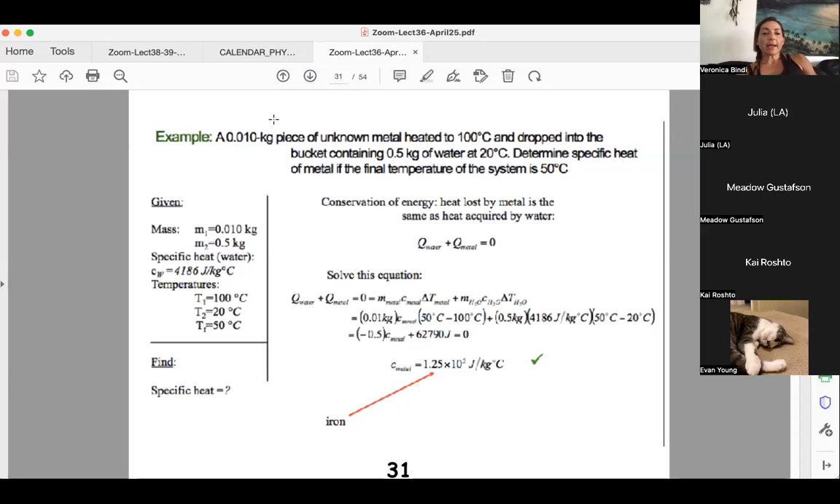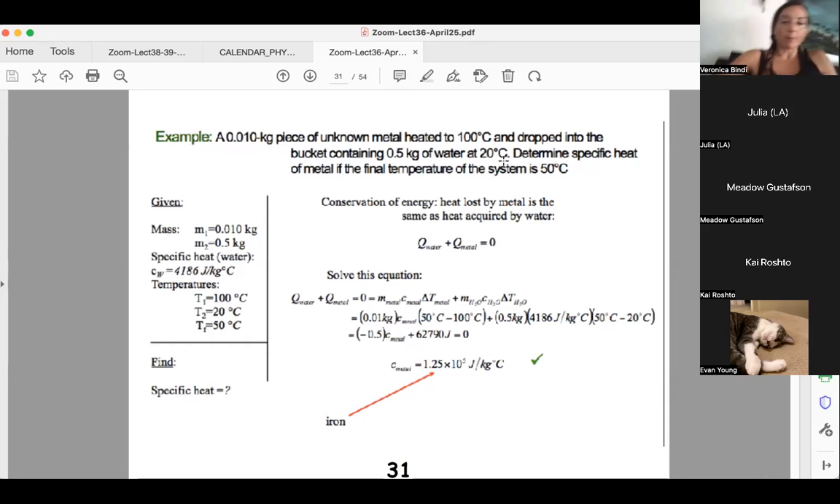So let's see another example, which might be even a bit more complicated. So this time we have a 0.010 kilogram, so the units are good, piece of unknown metal heated to 100 degrees Celsius and dropped into a bucket containing 0.5 kilogram of water at 20 degrees Celsius.